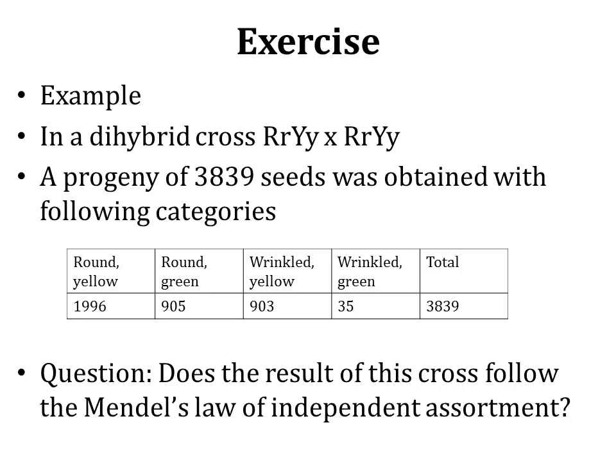And this is another exercise. In a dihybrid cross, a progeny of 3,839 seeds was obtained with the following categories. So this is another example, and the question is, does the result of this cross follow Mendel's law of independent assortment? So again, you have to state your hypothesis, you have to choose what kind of statistical test you are going to use, and then you have to calculate your expected frequencies under your proposed null hypothesis, and then you have to calculate the chi-square value, compare it with the table value, and after you have done your comparison, then you have to state your results in a proper form.